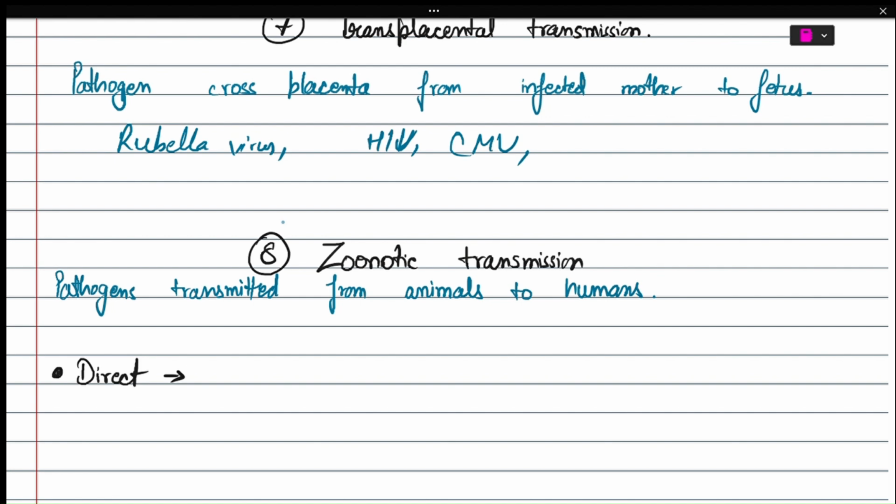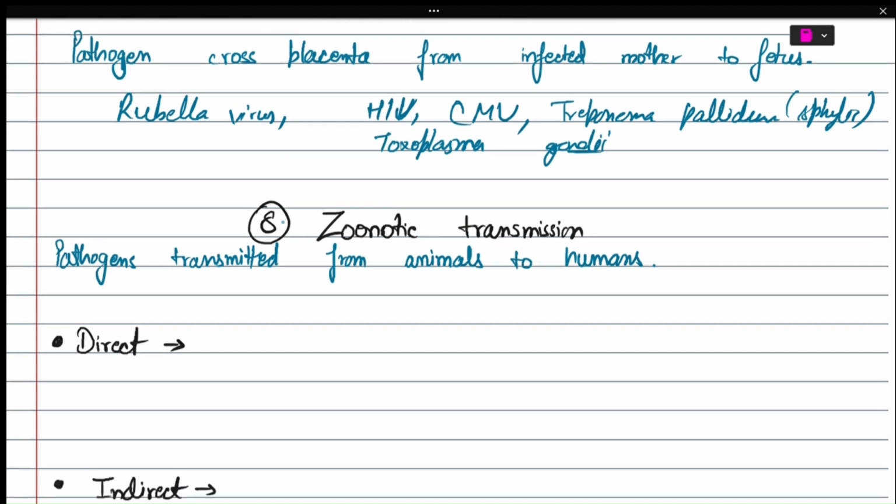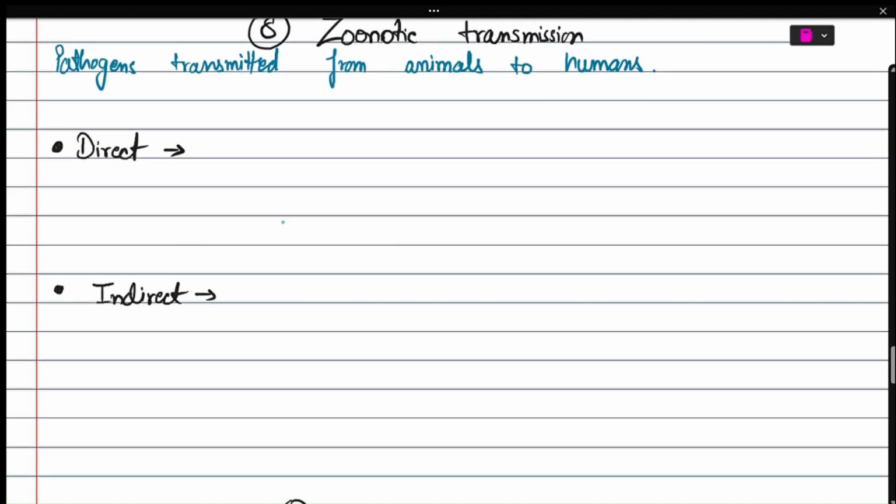Then we have Treponema pallidum, which can cause syphilis, and we have Toxoplasma gondii. This can also cause infection in children, in the form of fetus. Then the eighth is the zoonotic transmission.